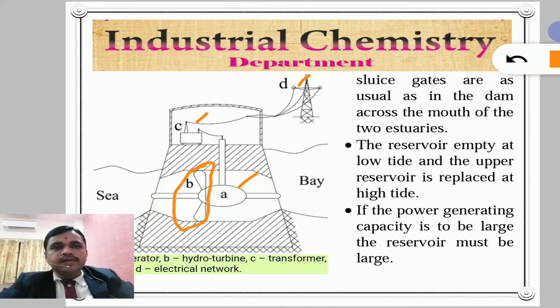If this part is the upper basin, at high tide the upper basin fills up and the water then passes into the lower basin. When sea water passes between the upper and lower basin, the kinetic energy of the water rotates the turbine, which is joined with the generator. So the kinetic energy of water is converted into mechanical energy of the turbine, and the mechanical energy is converted into electricity by the generator. So we get electricity at our required place.